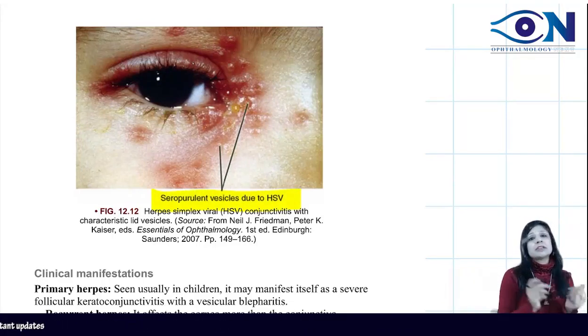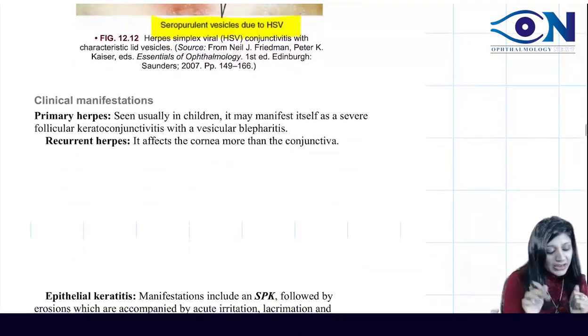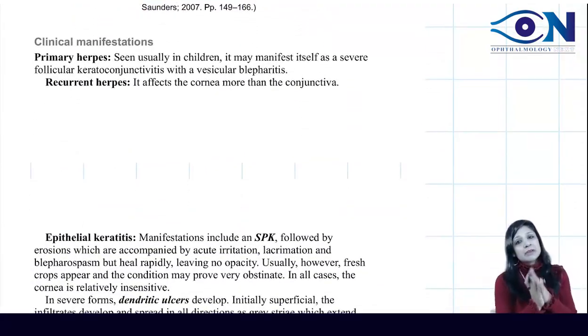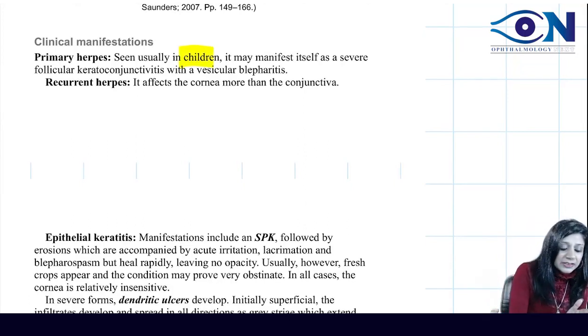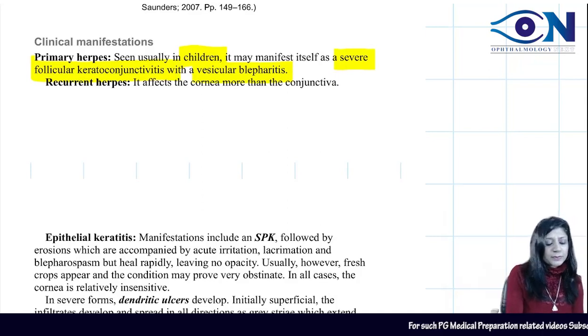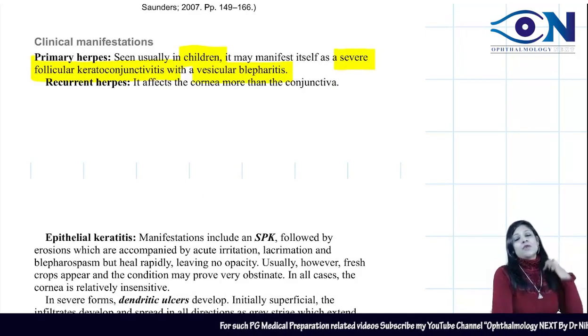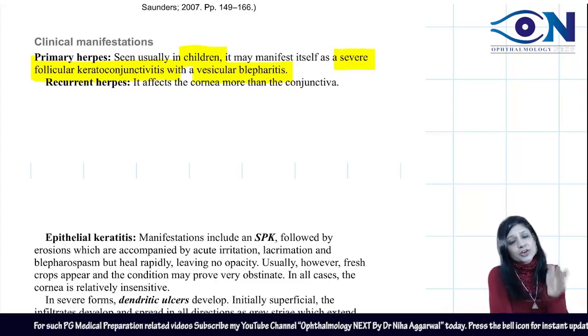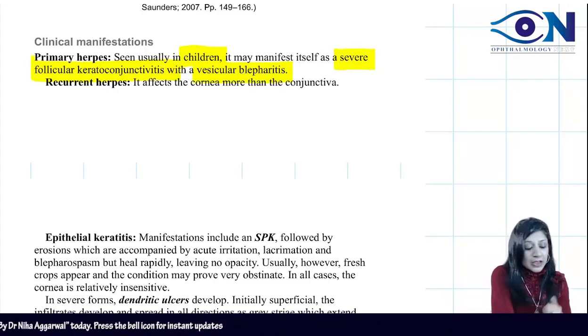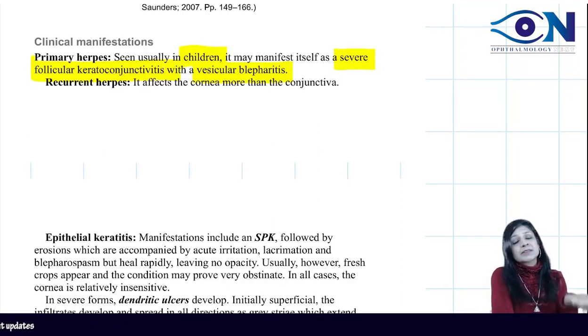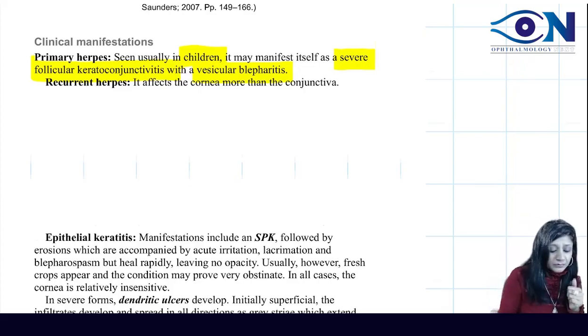Now coming to the clinical manifestations. We have clinical manifestations in the form of primary herpes and in the form of recurrent herpes. The primary herpes is seen in children, and it can present as a severe follicular keratoconjunctivitis with a vesicular blepharitis. So basically primary herpes presents with blepharitis and conjunctivitis. The conjunctivitis is follicular conjunctivitis along with involvement of the cornea. But in recurrent herpes, it is more of a corneal lesion, and therefore it goes into the deeper areas. Now, how is it starting?